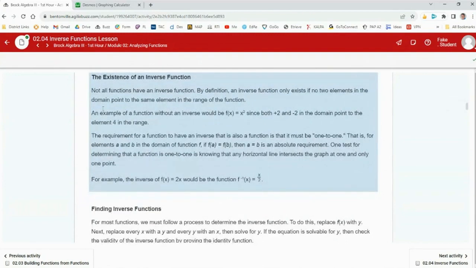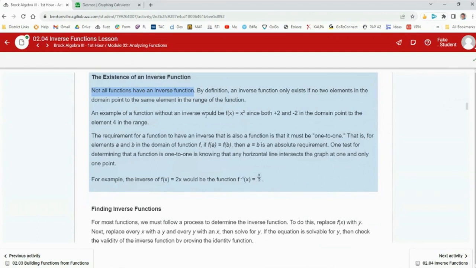All right. Not all functions have an inverse function. Just to let you know right off the bat, not every function has one. By definition, an inverse function exists only if no two elements in the domain point to the same element, right? Because if more than one x points to the same y, if you did the inverse of that, it would no longer be a function. So we're not having an inverse function.